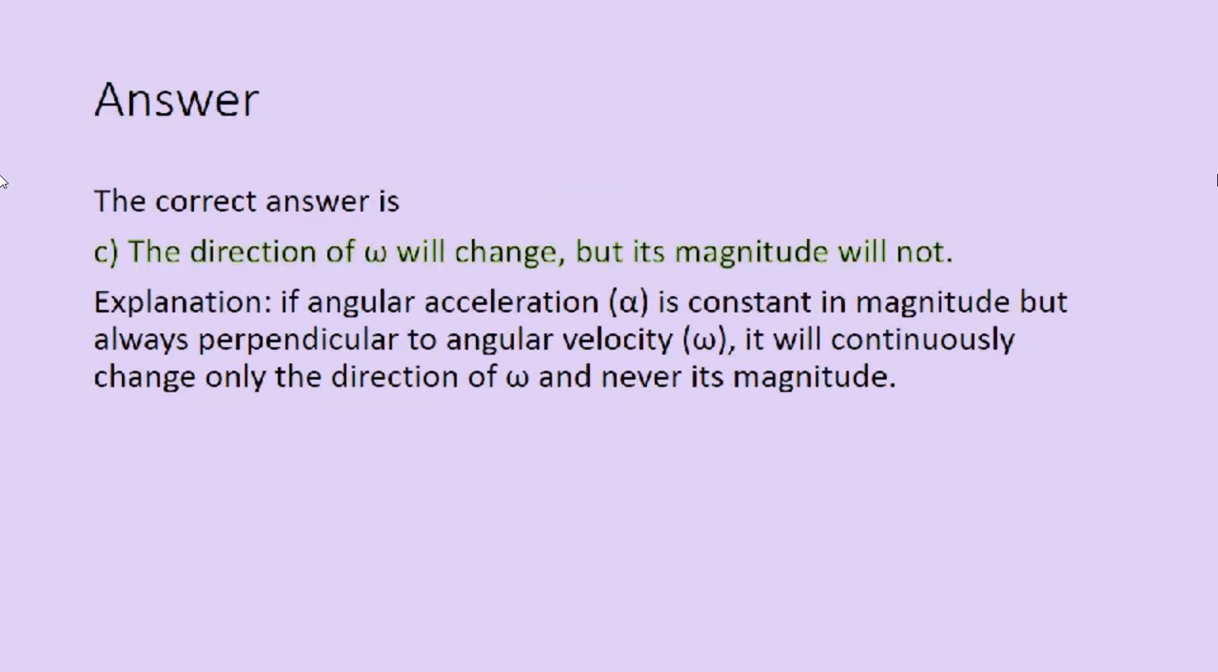And the correct answer is option C, the direction of omega will change but its magnitude will not. Explanation. The provided text explains that if angular acceleration alpha is constant in magnitude but always perpendicular to angular velocity omega, it will continuously change only the direction of omega and never its magnitude.